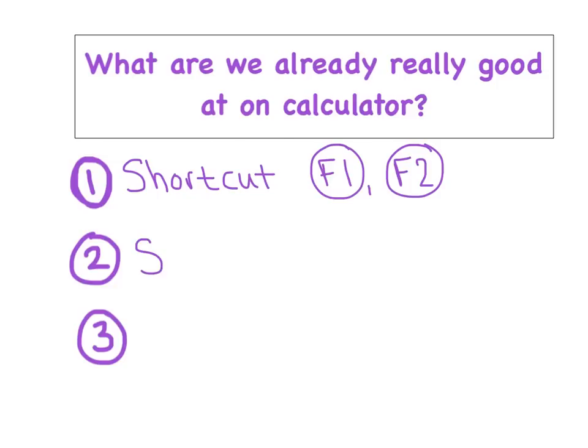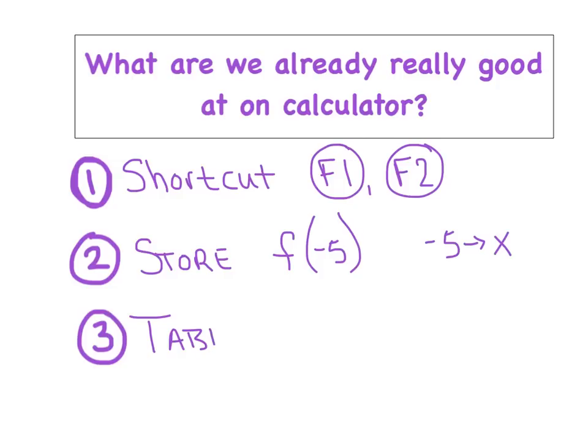We've also talked about storing values. If I wanted to evaluate a particular function at -5, a lot of times it's a lot easier to take that -5 and store it in X, and then just type in the function as I see it on my paper. And then last but not least, we've talked a lot about using tables. Once you type the function into y1, you can always go to the table. The table's great for generating a table of values where you can go graph the function, and it's also helpful in identifying zeros and so forth.